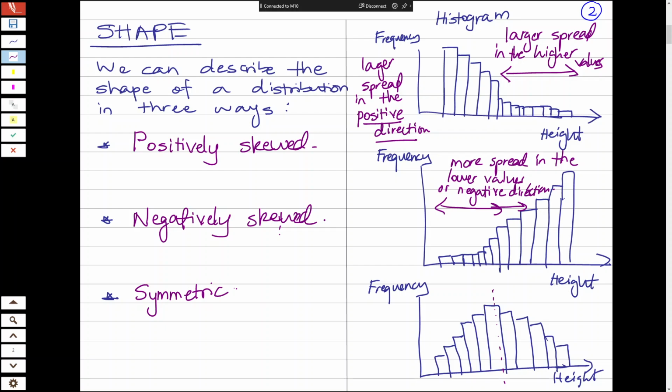So this is where we're going here. We've gotten some numerical data. Now we've drawn a picture in the form of a histogram. And now we're interested in saying, what kind of shape is it? Are there more people spread out in the upper region, a positive direction, making it positively skewed? Are there more people spread out in the negative direction, or is it kind of even around the middle? So you need to use one of these three terms. Okay?